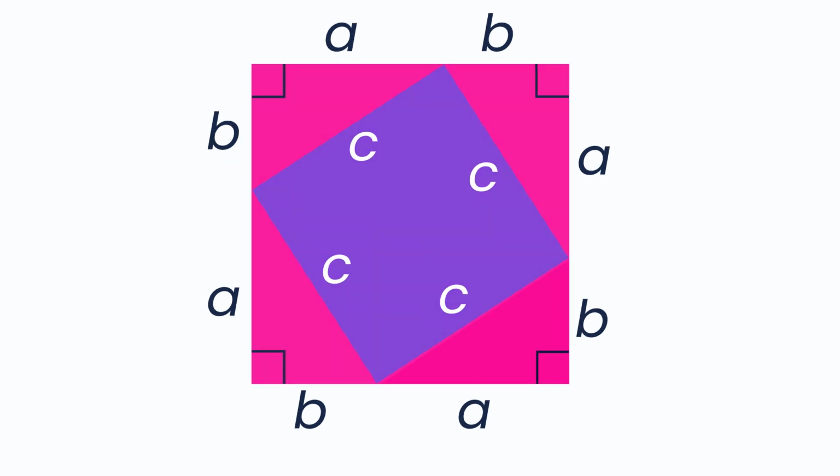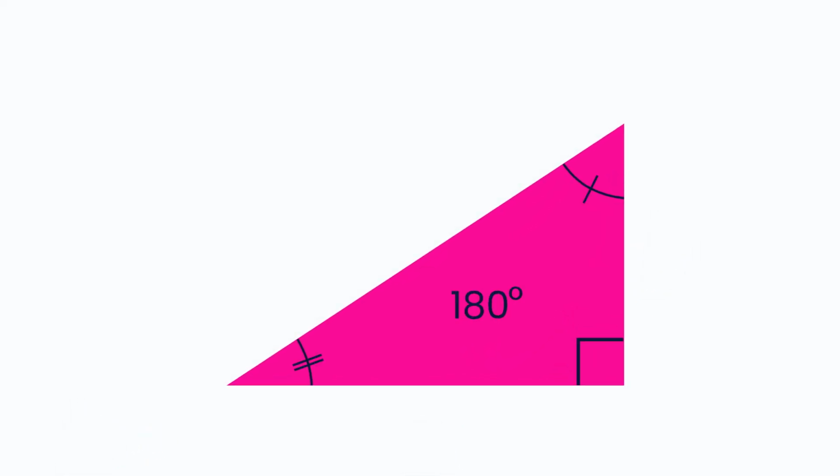Recall that the angle sum of a triangle equals 180 degrees. In a right triangle, one of the angles is exactly 90 degrees. That means the sum of the 2 remaining angles must be 90 degrees, as 180 degrees minus 90 degrees equals 90 degrees. So, the sum of the angles with either 1 or 2 hash marks is therefore 90 degrees.